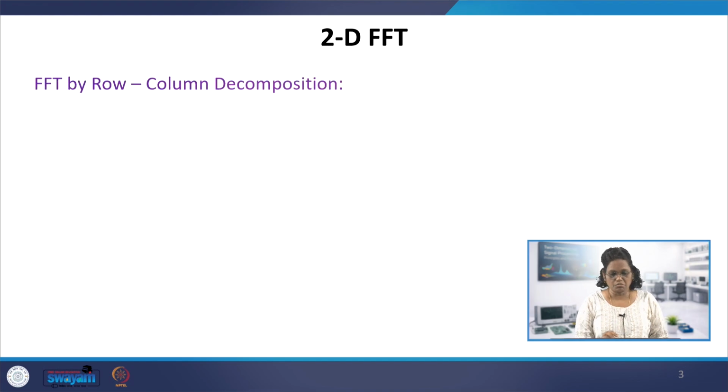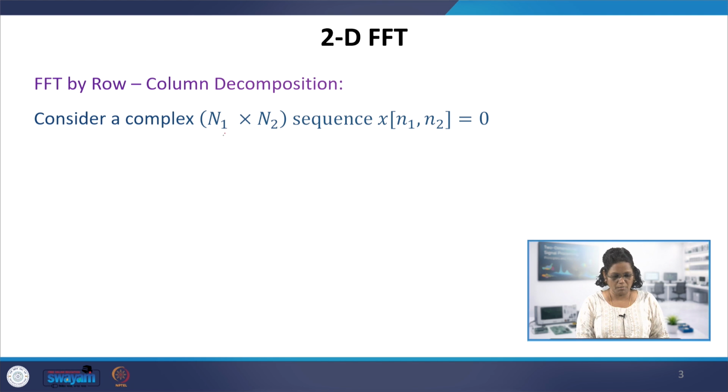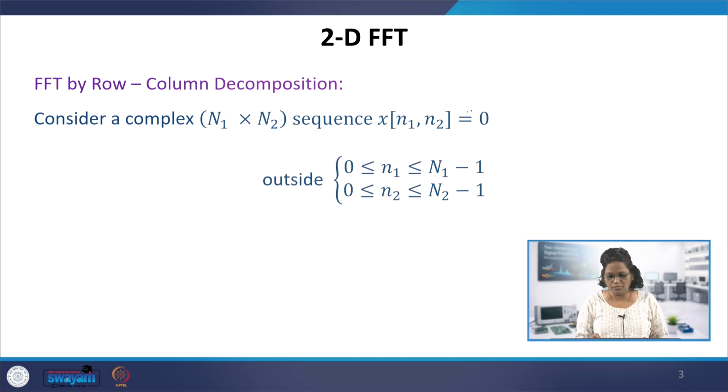So, getting into the 2D FFT row column decomposition, how this 2D FFT is done. Especially, first we will discuss this row column decomposition using DFT, and then the same thing can be extended to the FFT as well. So, now we take this complex sequence, x of n1 comma n2, that is having a 0 outside this interval, that is the region of support, n1 between 0 and n1 minus 1, and n2 between 0 and n2 minus 1.